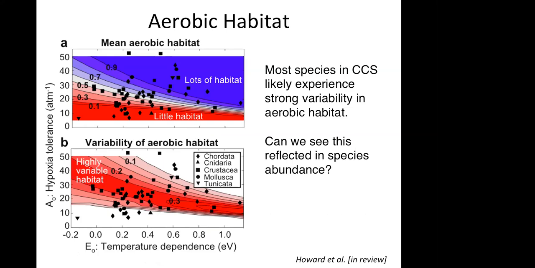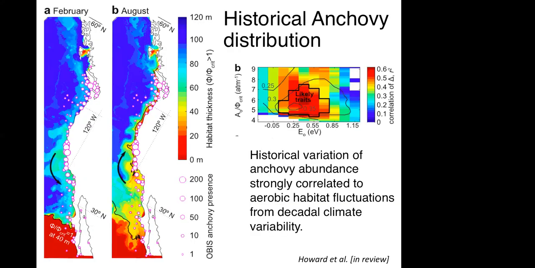So on the order of 20 to 30% of the habitat can fluctuate on an interannual to decadal timescale based on these model simulations. So there's many species in the California current that are likely to experience strong fluctuations in habitat availability based on temperature and oxygen. And we looked at one in particular as our first case study, the northern anchovy.